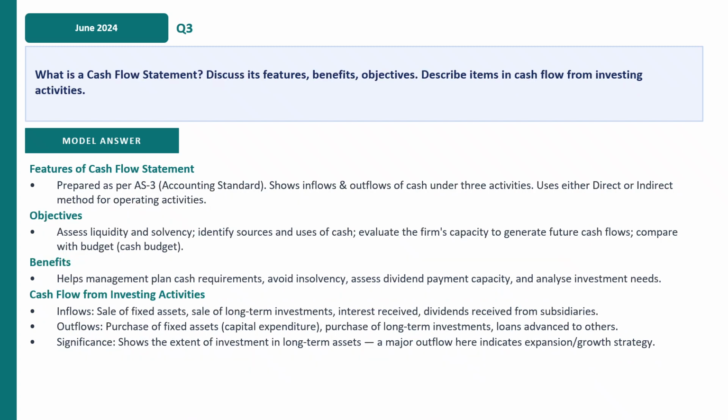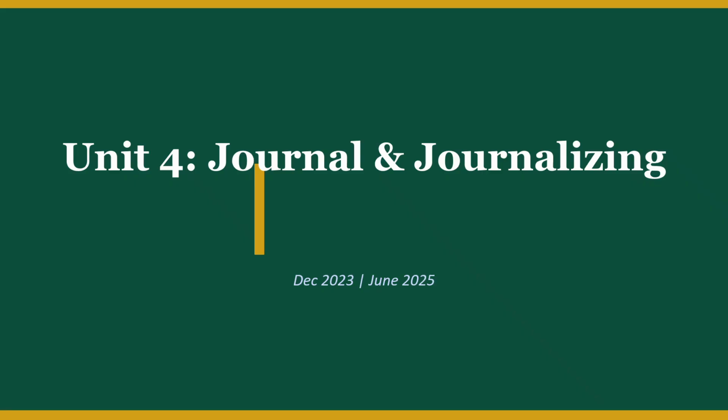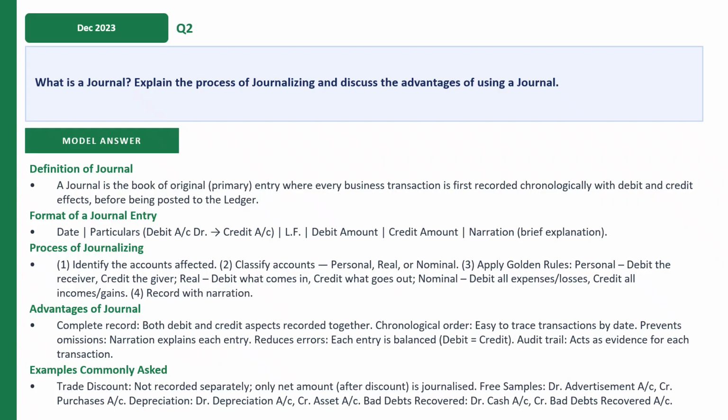Now let us understand journal and journalizing. The foundation of accounting. A journal is the book of original entry, where transactions are first recorded. The process involves identifying accounts, classifying them, applying golden rules, and recording with narration. Remember the golden rules: debit what comes in, credit what goes out, debit expenses and losses, credit incomes and gains, and always mention advantages like chronological recording and error reduction.